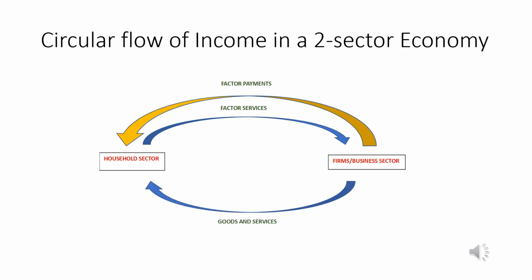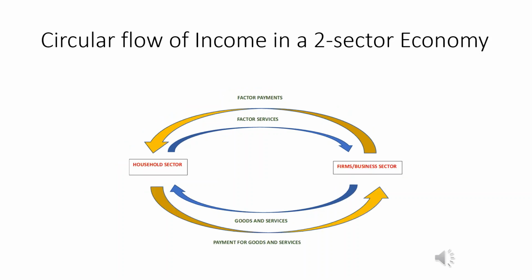In the next step, firms are providing goods and services to the household sector. In return, the household sector will provide payment for goods and services purchased from the business sector. So this is how a complete model of circular flow of income in a two-sector economy should look. In the inner circle or inner loop, I'm taking the real flow, that means factor services and goods and services. In the outer loop or the outer circle, I'm taking money flow, wherein the factor payments are being made and payment for goods and services is being made.